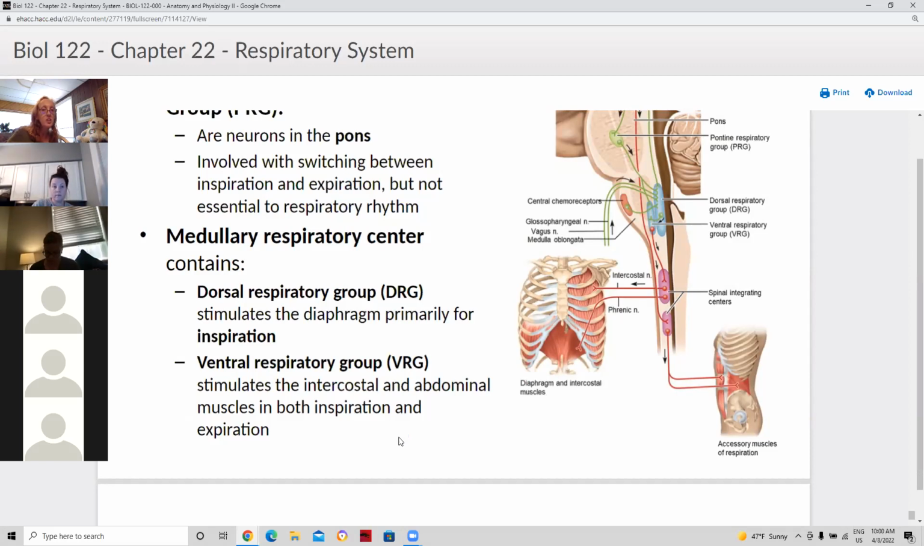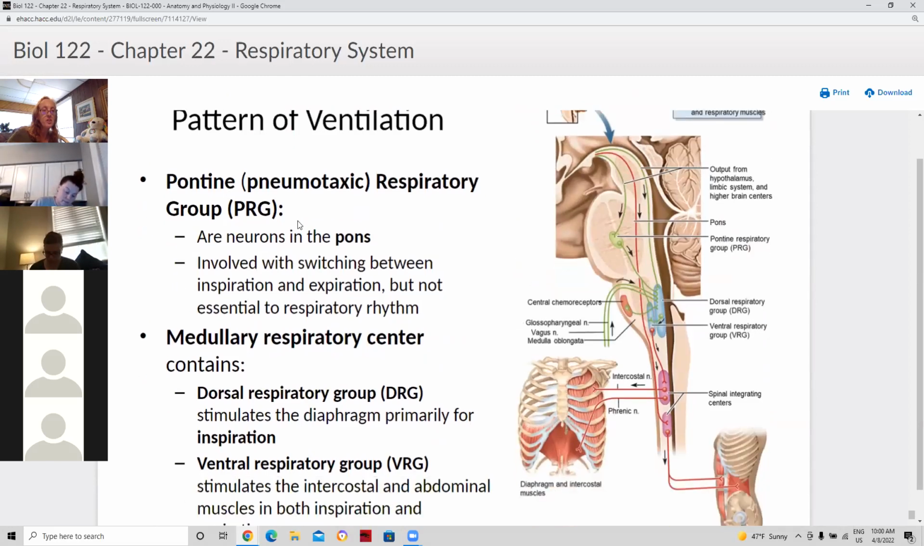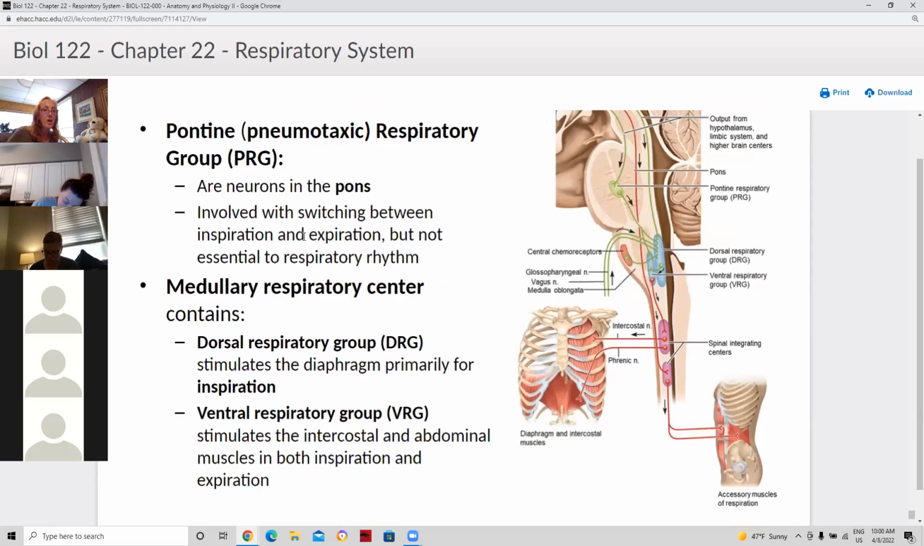Opioid overdose is working on these centers. This is what they work on. So essentially what you do is stop breathing, because it gets slower and slower and slower until you're no longer breathing at all.